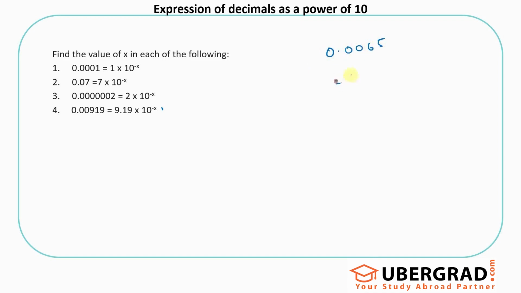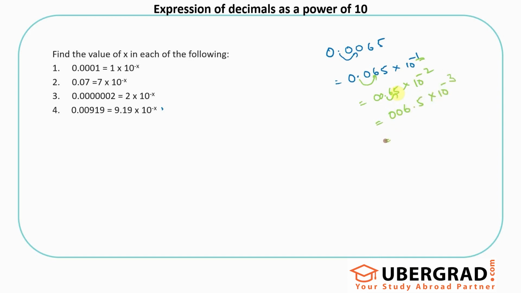0.0065 can be written as 0.065 into 10 power minus 1. I've just shifted the decimal point by 1 in 0.0065. So the decimal is coming here. That's why I'm putting 10 power minus 1. If I shift this decimal by one more point, the 0 will come here, 0.65. So this will be increased to 10 power minus 2. If I shift this decimal point one more place, that will make it 006.5, that's 6.5 into 10 power minus 3.